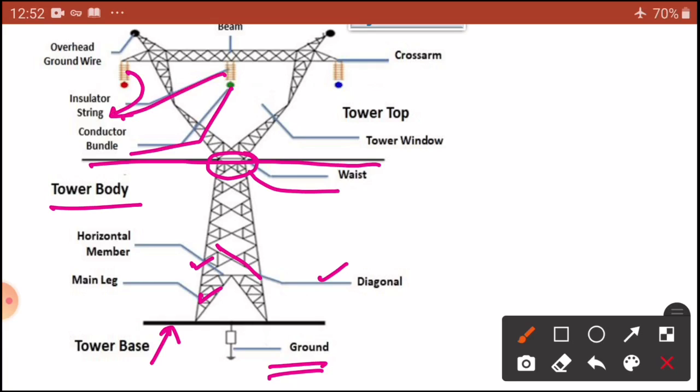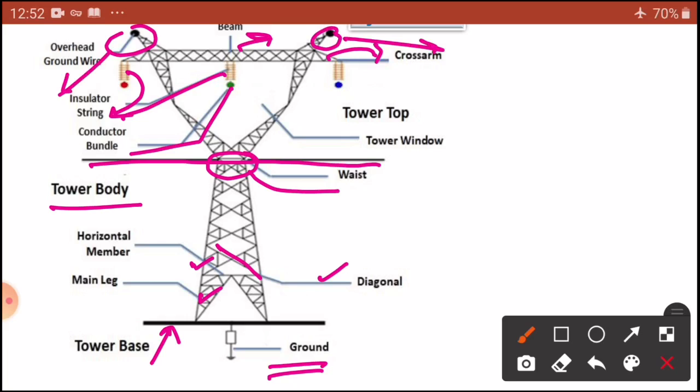We can use either one string or two strings, depending on the weight of the conductors, whether you are going to use two conductors, or sometimes quad conductors, four conductors also. Next, these are the cross arms. You can see the cross arms support the insulator string, and you can see the beam here also. Overhead ground wires are essential to avoid lightning. This is the ground wire.